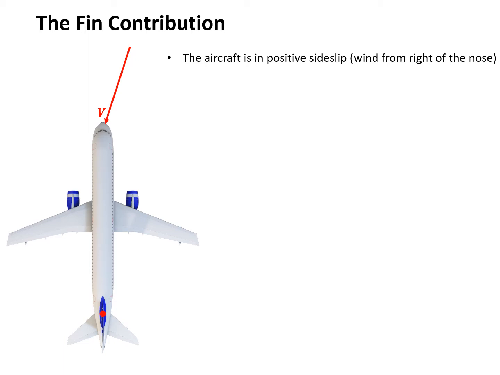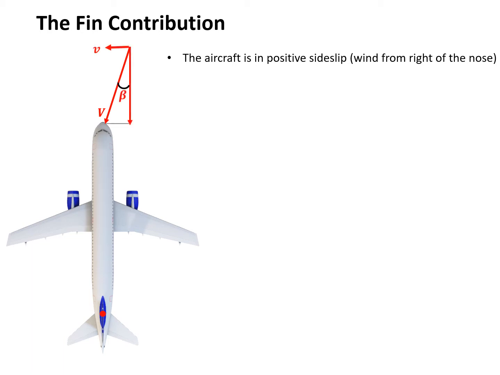Now the question I would like to ask is, what's the definition of positive side slip? I give you a few seconds to remind yourself. Okay, so the positive side slip is defined when the wind is from the right of the aircraft nose. So in this case, we can see the vector V from the right side of the aircraft nose is in positive side slip.